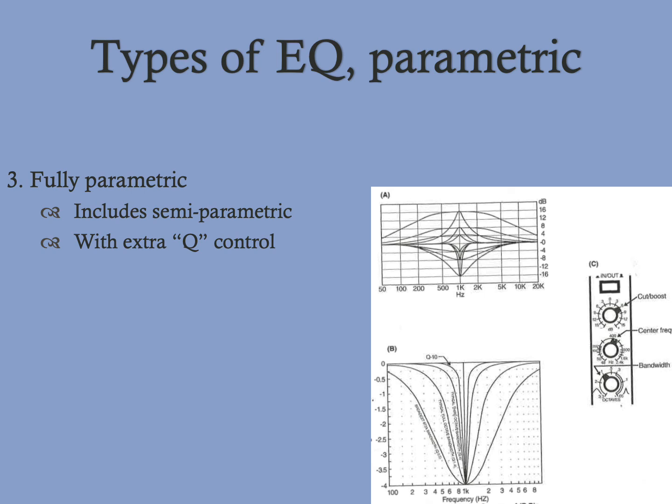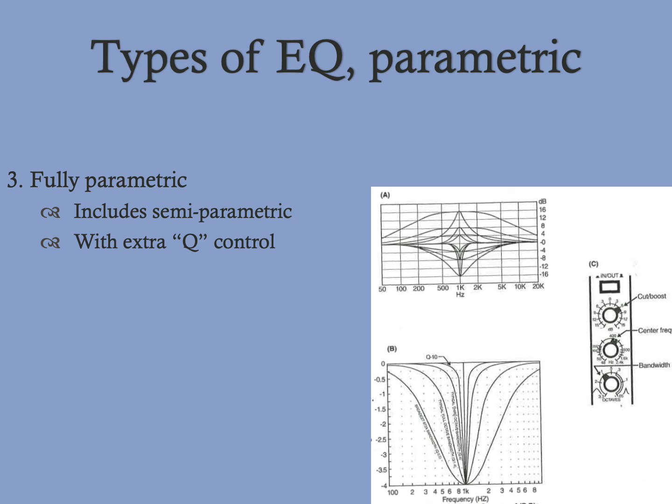So that's basically semi-parametric. When you go full parametric, now you get to control how much of that shelf, how much of those neighboring frequencies are getting affected as well. And so in the bottom image there, B, you can see that you can be very narrow with a Q of 10. The Q is quality control or precision of frequency range specification. You're only going to be affecting that 1K.